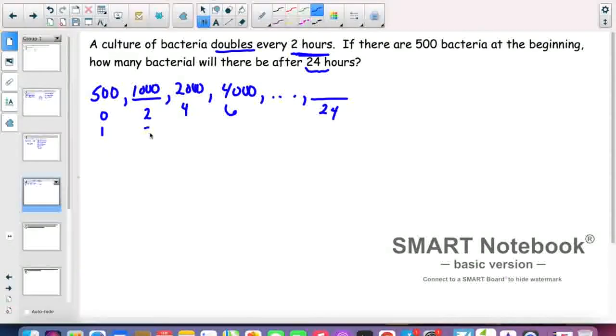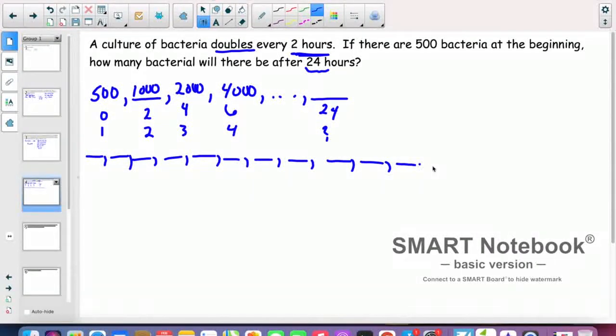First term, the second term, the third term, the fourth term is at 6 hours. We need to figure out what term number this one would be. I think the easiest thing to do here is just to figure out how many blanks it would be. So this is our first term. We know that's 500. The second term is at 2 hours. Third term, 4 hours. Fourth term, 6 hours. Then 8, 10, 12, 14, 16, 18, 20, 22, 24. So we've got at 0, 2, 4, 6, 8, 10, 12, 14, 16, 18, 20, 22, 24 hours.